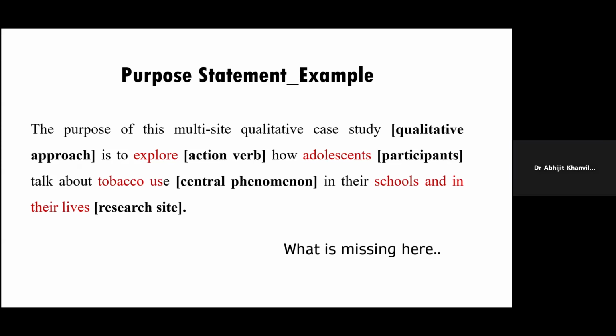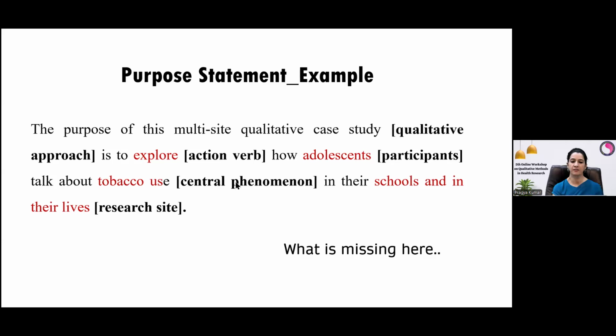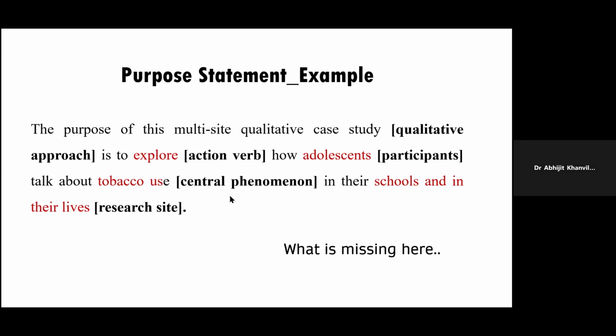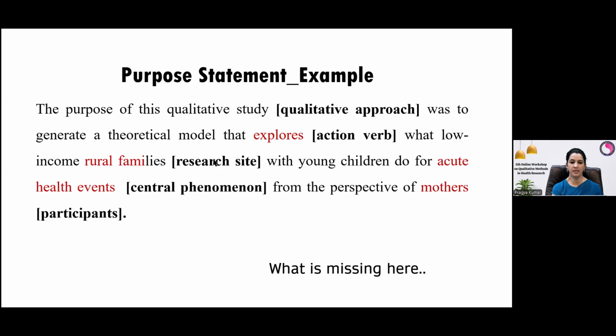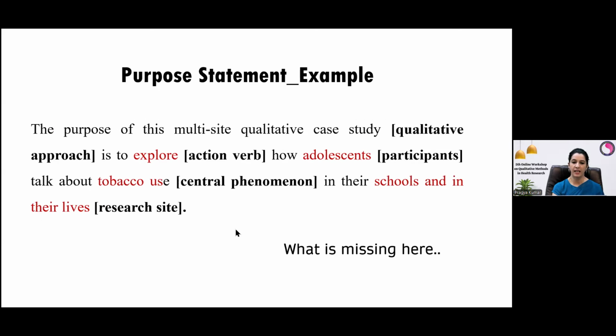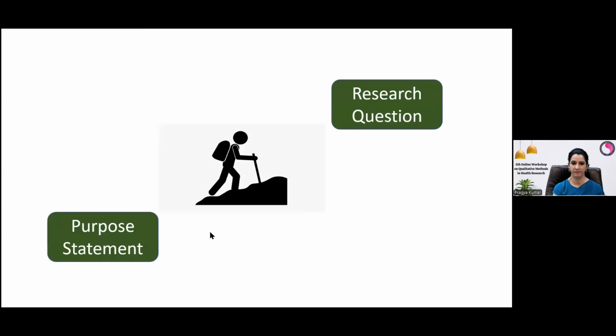It is just the definition. Here also the same thing is missing: the definition of the central phenomena. How to define this tobacco use. In both these statements, it was the definition of the central phenomena which was missing. So we have done the purpose statement.